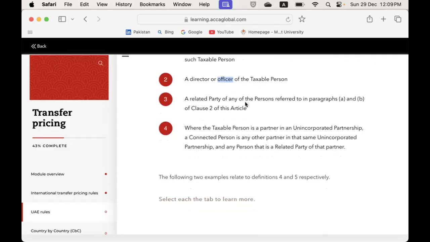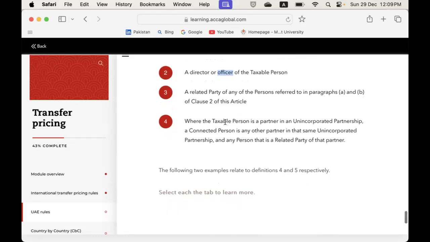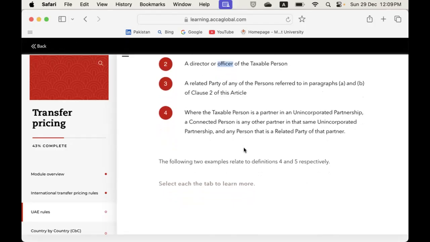A related party of any of the persons referred in paragraphs A and B, meaning if there is the wife of the CEO, that is also a connected person. Where the taxable person is a partner in an unincorporated partnership, a connected person is any other partner in the same unincorporated partnership. So naturally, all the partners in an unincorporated partnership are connected persons to that partnership, and any person that is a related party of the partners. So even the spouses or daughters and sons of the partners will be seen as connected persons to that partnership.